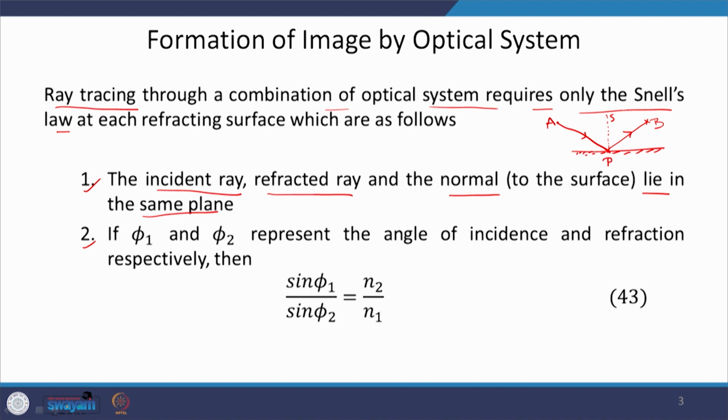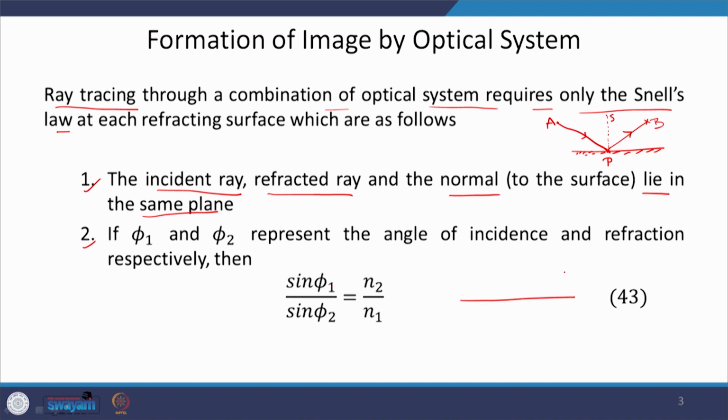And the second point is that if phi 1 and phi 2 represent the angle of incidence and refraction respectively, then sin phi 1 by sin phi 2 is equal to n2 by n1. This we have also studied while studying the law of refraction through Fermat principle. Now, let us repeat it.